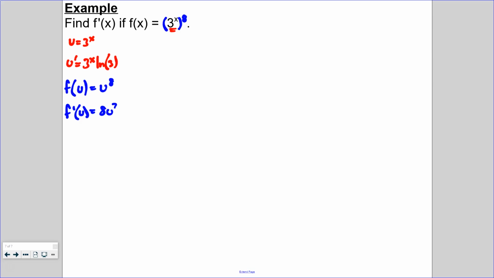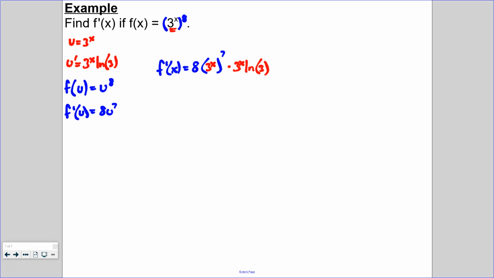So then we can just throw these together. So that means we are going to have f prime of x is equal to the derivative of the outside, which is 8 times the inside raised to the 7th power. We're going to throw the inside back inside, and we're going to multiply by u prime. So we're going to multiply this by 3 raised to the x power times the natural log of 3.